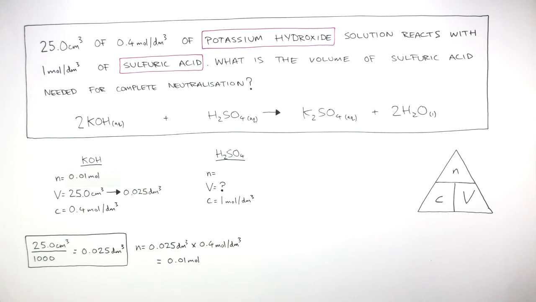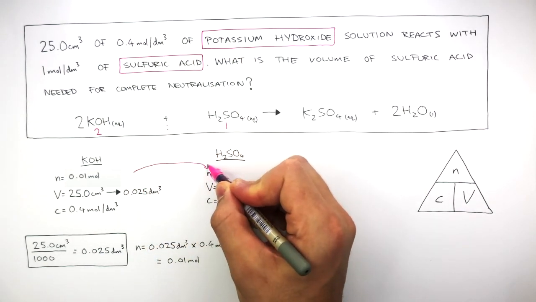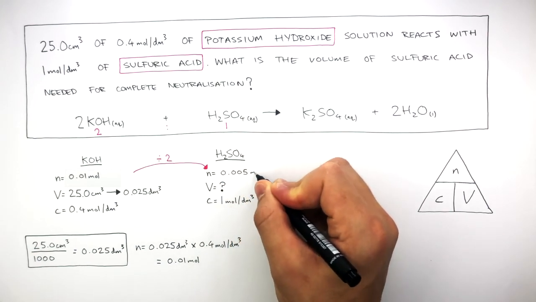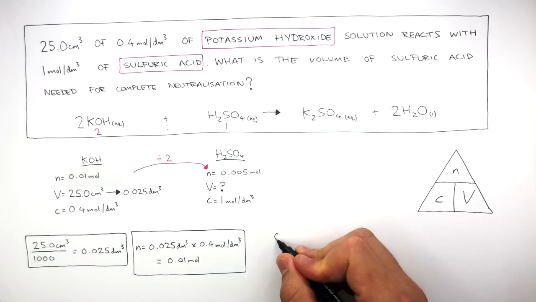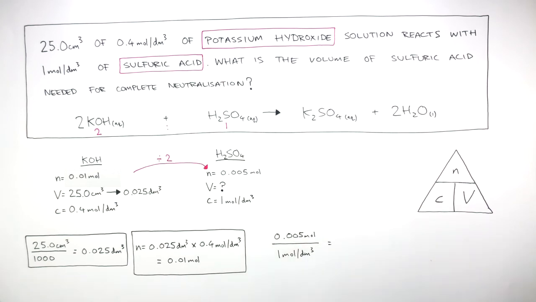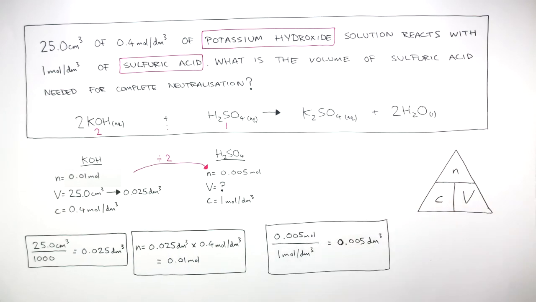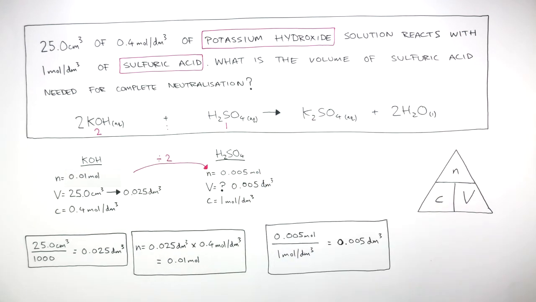To figure out the moles of H2SO4, we use the balanced symbol equation, where there is a ratio of 2 to 1. So the 0.01 mole needs to be divided by 2. Therefore, the amount in moles of H2SO4 is 0.005 moles. To calculate the volume of H2SO4, we then do 0.005 moles divided by 1 mole per decimeter cubed. This equals a volume of 0.005 decimeters cubed. So the final volume is 0.005 decimeters cubed.